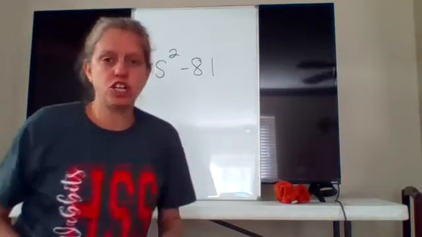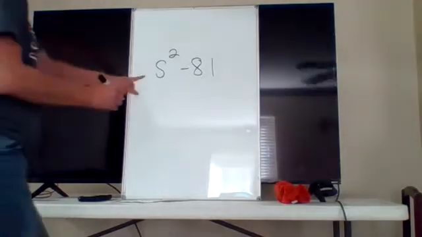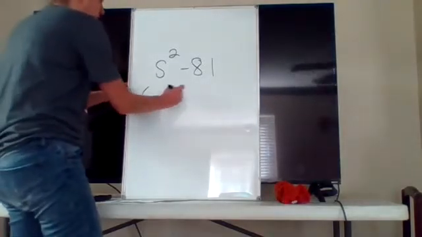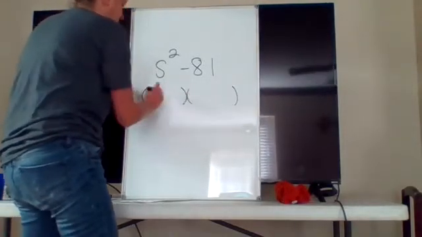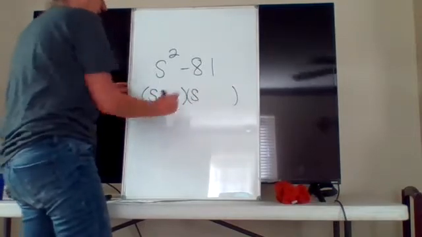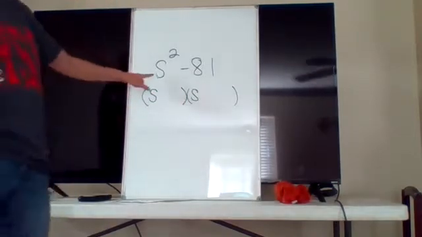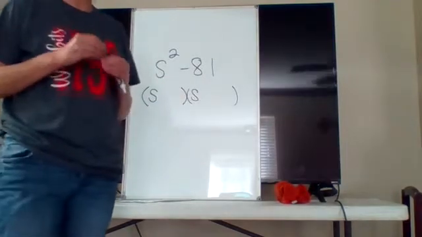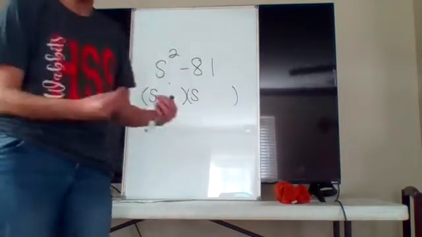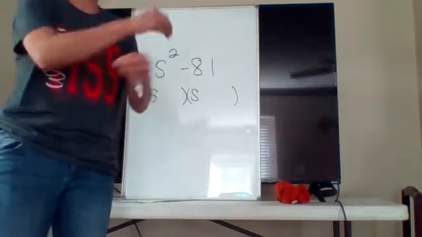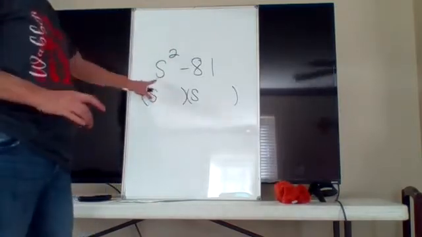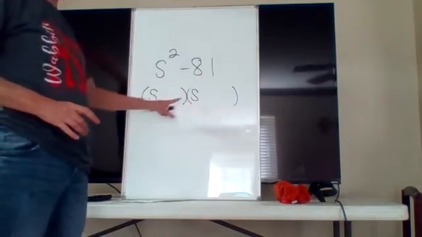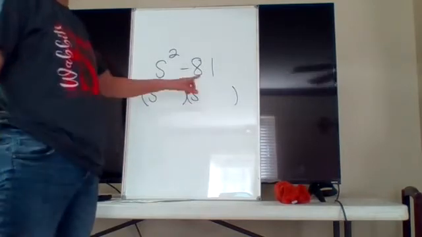Just like the trinomials that we've been doing, to get s squared, you're still going to start off with s and s. These two terms are what are called perfect squares, which means they have factors that are exactly the same that you would multiply to get them. Like s and s is the same, right? And you can multiply that to get s squared.